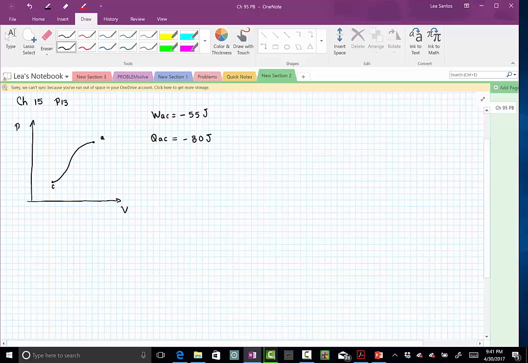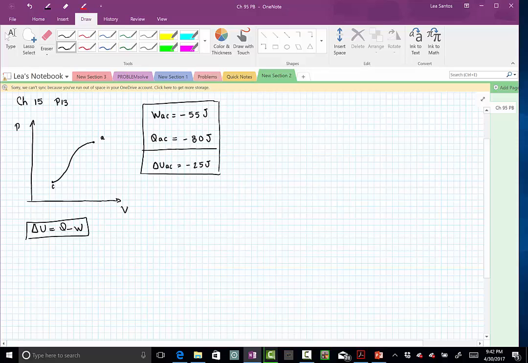So this is what they give us, and from here I can already find the delta U from A to C, the change in internal energy, because we will keep using the first law of thermodynamics. The delta U is Q minus work. If you do this here, you're going to find that this change in internal energy is minus 25 joules. So let's keep all this here in this table. It will be very useful later.